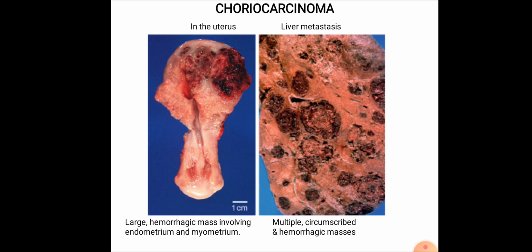This is a photograph representing choriocarcinoma. On the left side we could see a uterus. In that we could see a large hemorrhagic mass involving both endometrium and myometrium. This is choriocarcinoma. Now in the figure on the right side, we can see choriocarcinoma metastasizing into the liver. Here we could see multiple circumscribed and hemorrhagic masses in the liver.